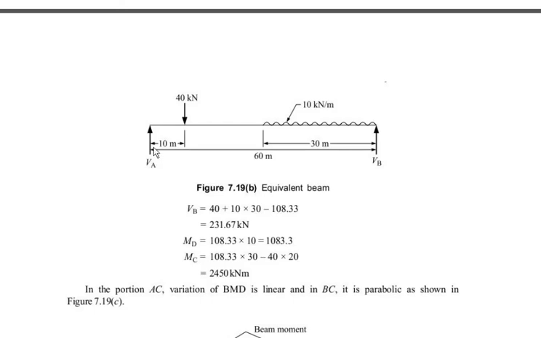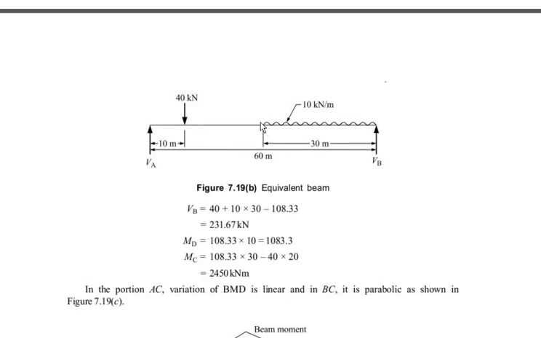It is nothing but VA into 10. So moment about point D is equal to VA into 10, sagging. So 108.33 into 10, 1083.3 kilonewton meter. So that unit you have to always write. So we have calculated the moment about this point D. It is nothing but VA into 10.